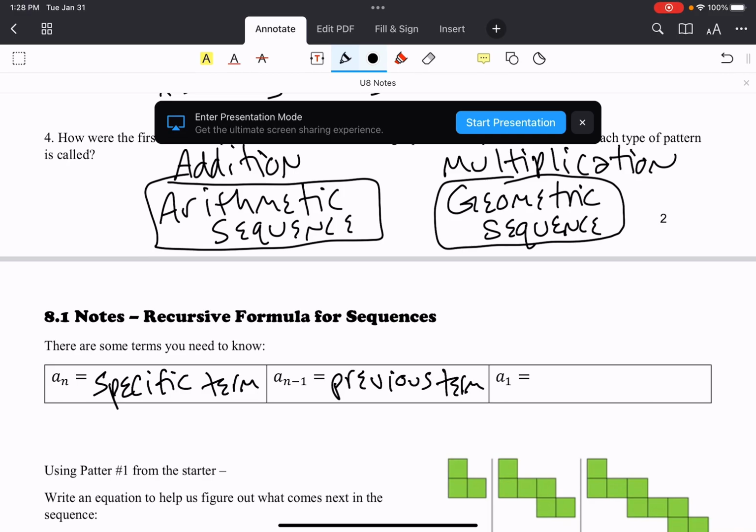So if n is 7 and I'm asking for a sub n minus 1, then I want the term before the 7th term. You with me? And then a sub 1 is called my term 1, my first term, my start. That's the initial term.